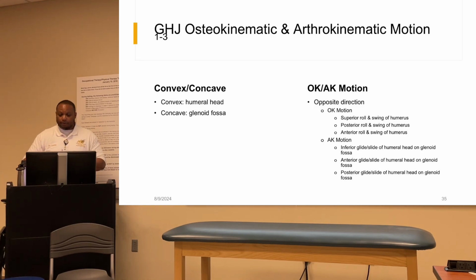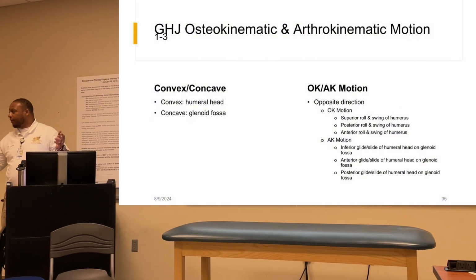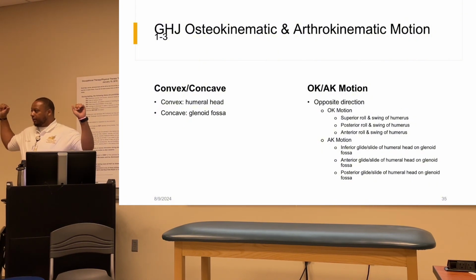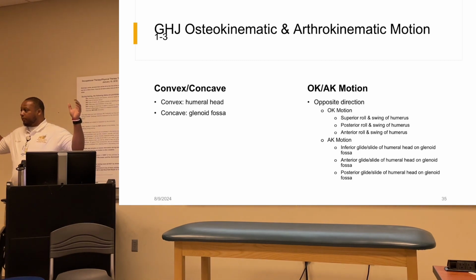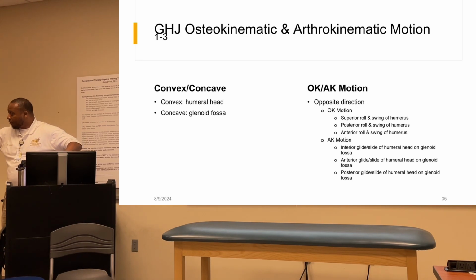If I get an anterior roll and swing of the humerus, say I'm in the sagittal plane, so I'm going sagittal plane internal rotation. So sagittal plane internal rotation, right? Sagittal plane external rotation. So sagittal plane internal rotation, which way is the humerus swinging and rolling?